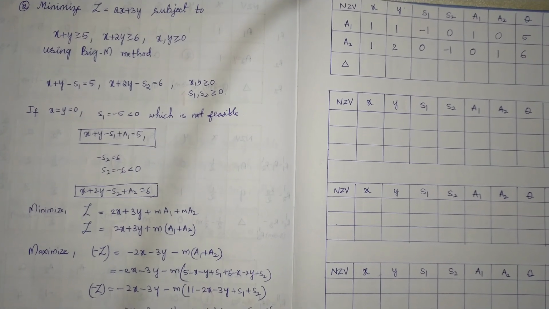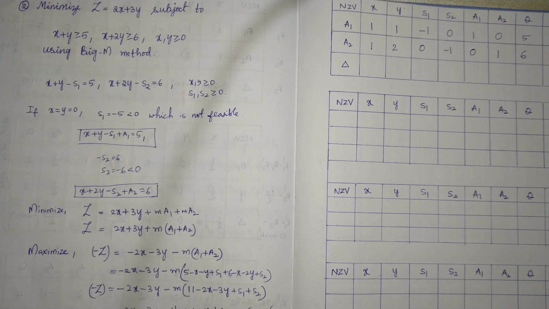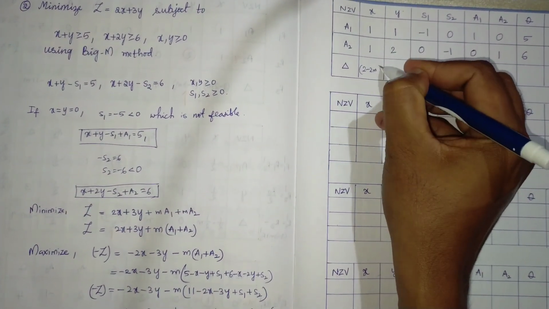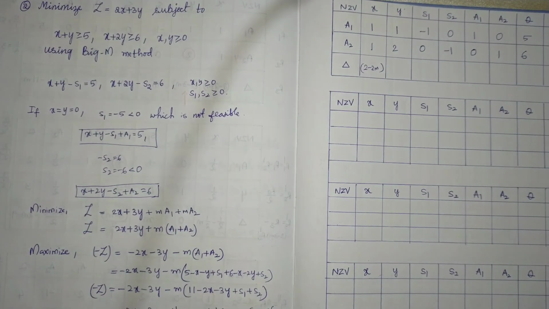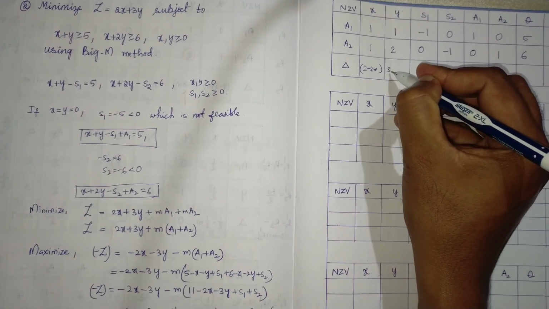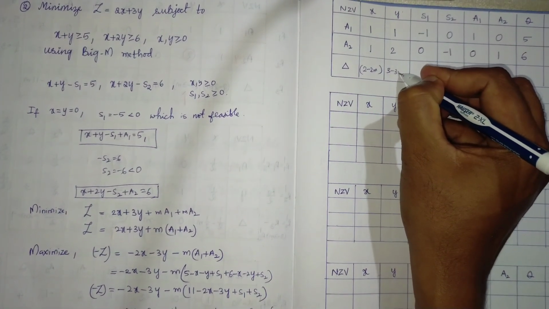Look at the objective function. The coefficient of x is 2m minus 2. So we have to write minus times 2m minus 2. That is, if you multiply by minus, what happens? It is 2 minus 2m, right? And look at the coefficient of y. It is 3m minus 3. Let us write minus 3m minus 3. That is 3 minus 3m.